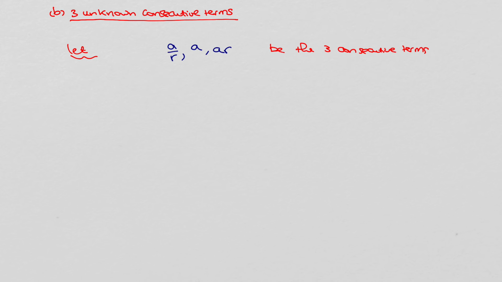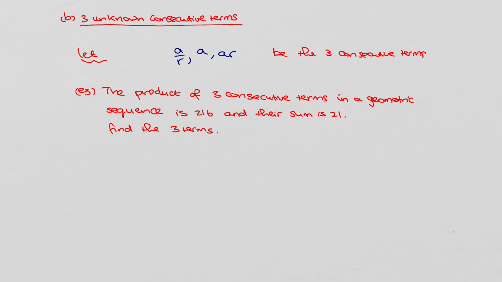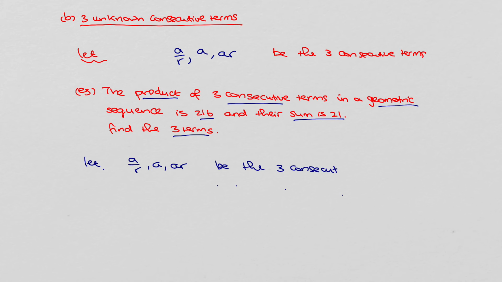Okay, so let's look at the way in which we could be asked this question. So we have the product of three consecutive terms in a geometric sequence is 216 and their sum is 21. And we have to find these three terms. So we start by saying let a over r, a, and a times r be the three consecutive terms. And therefore, we would say term 1, term 2, and term 3.